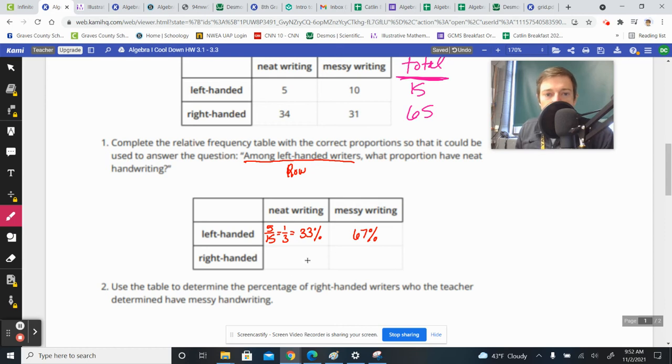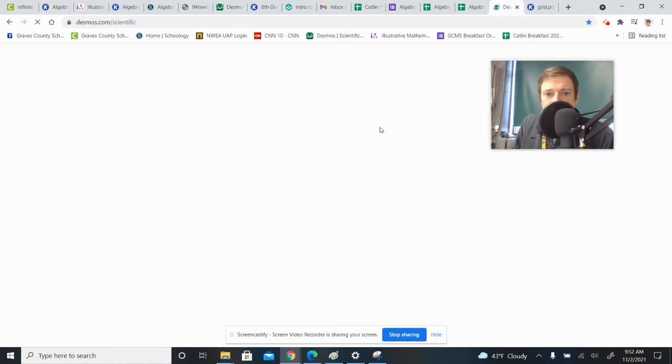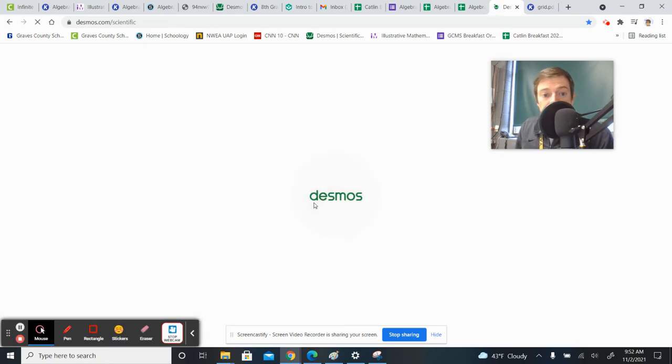All right. And then the right-handed, we can do the same thing. This one sets up as 34, but now we're relative to its row's total, which is 65, not 15. 15 wouldn't make sense because there's more than 15 people that are right-handed writing neatly. So this one's out of 65 because it's relative to its row's total. And so 34 out of 65, we can go to our Desmos calculator and calculate its percentage just by setting up the fraction and converting it to a decimal and then moving the decimal over 2 places.